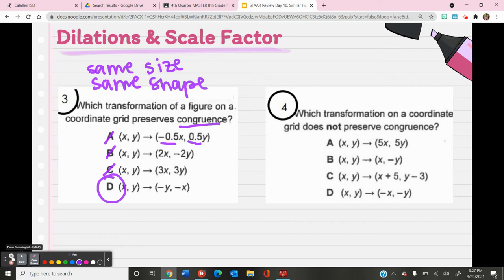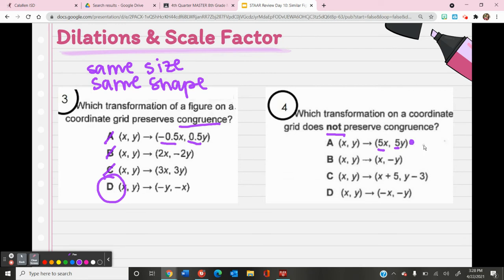Looking at number 4, it says, which transformation on a coordinate grid does not preserve congruence? So now I'm looking for the one that changes the size and shape of an image. Looking at A, I have (x, y), and then I have a scale factor of 5. Having a scale factor of 5 means that my image gets bigger, so it does not preserve congruence. So this one looks like it could be my answer.